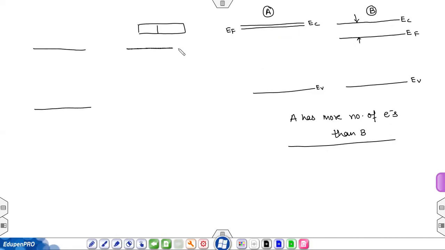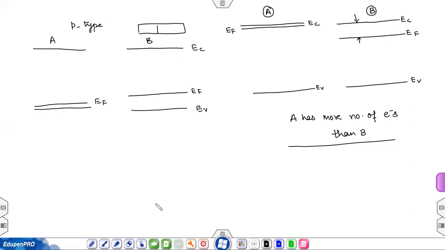Let's say you have these two semiconductors, and these are p-type semiconductors. Let's say this is A, this is B, and these are the conduction band level and the valence band level. Now, let's say in A this is the Fermi level, and in B this is the Fermi level. Which one has more holes? A has more holes.